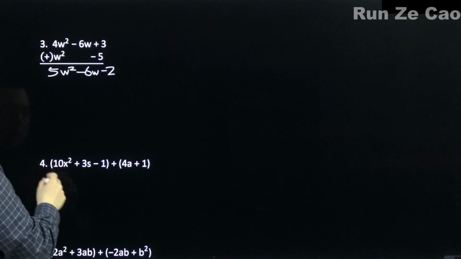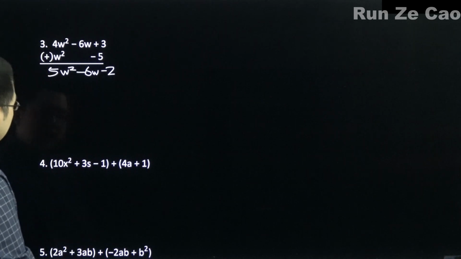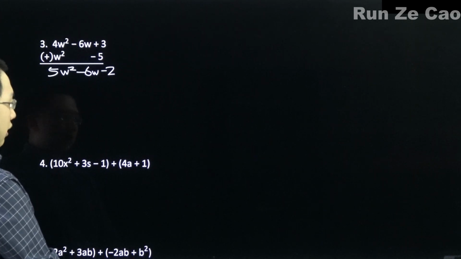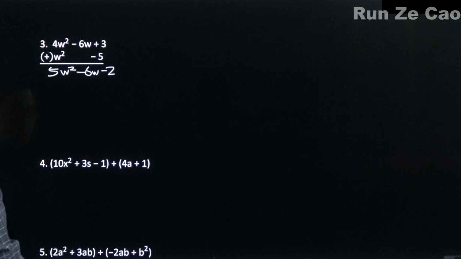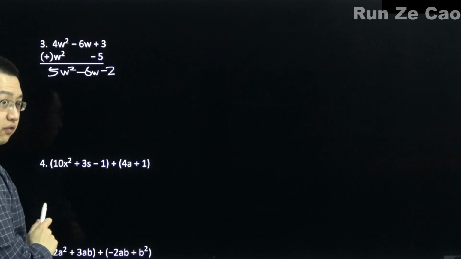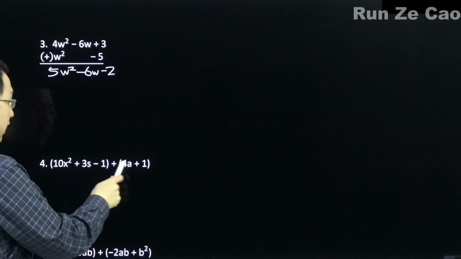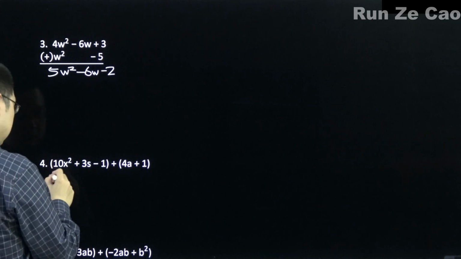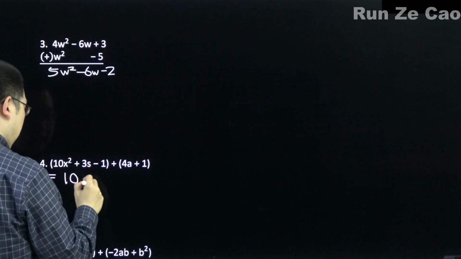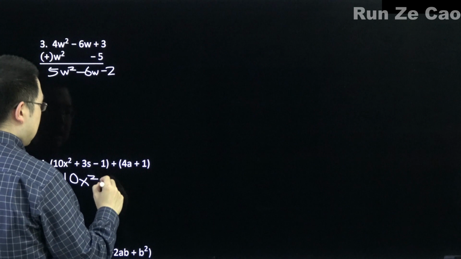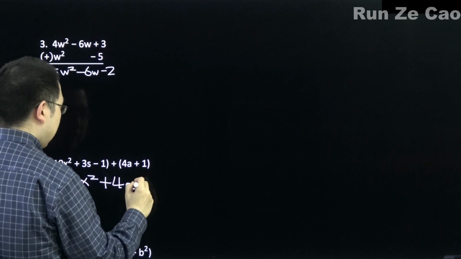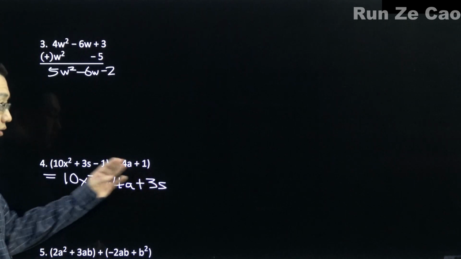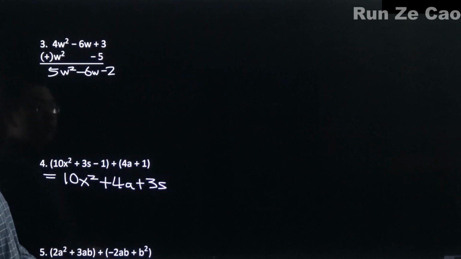Now let's say we have 10x squared plus 3s minus 1 plus 4a plus 1. Are there any like terms here? Well, all the terms have different variables. But the negative 1 and plus 1 cancel out. So this is equal to 10x squared plus 4a plus 3s. Remember, within a degree, there's usually alphabetical order.